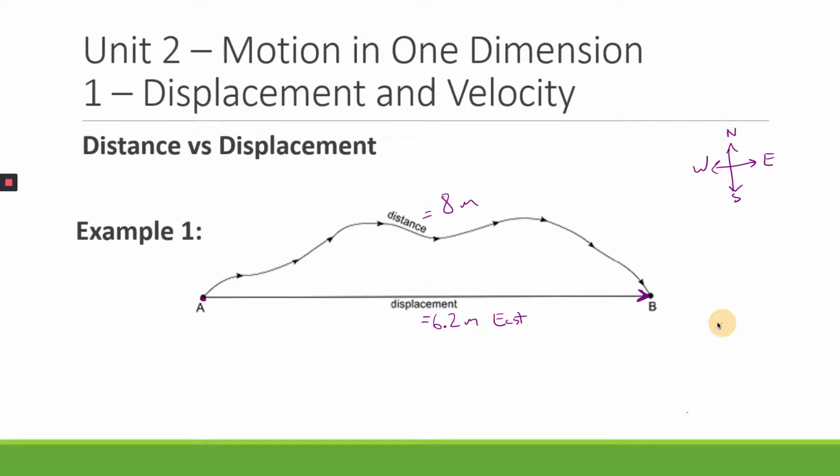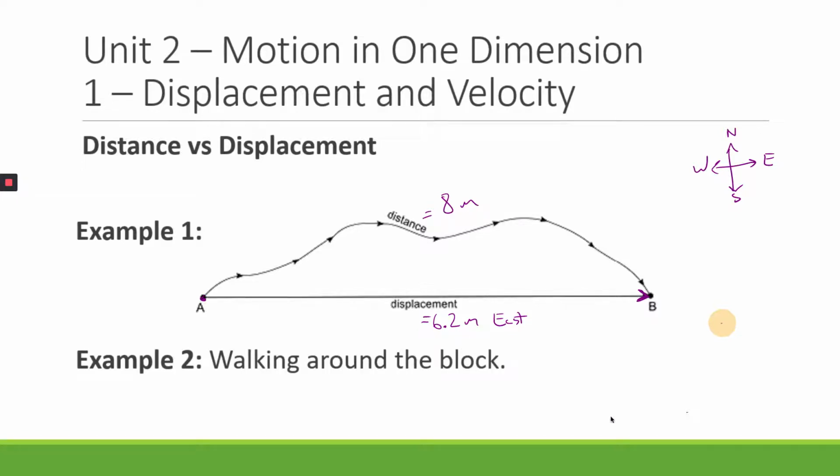All right, let's look at another one. What if we were to walk around a block? So say I started here, I went 1 block north, 1 block east, 1 block south, 1 block west. What would be my distance traveled? My distance traveled is the length of the path I took, and I actually walked 4 blocks.